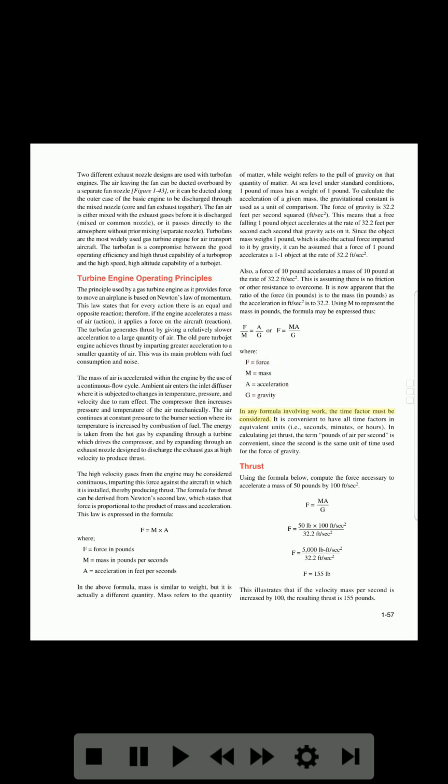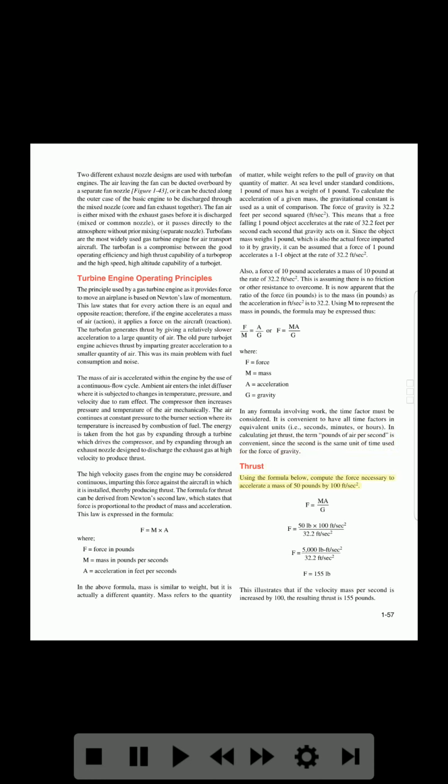In any formula involving work, the time factor must be considered. It is convenient to have all time factors in equivalent units, that is, seconds, minutes, or hours. In calculating jet thrust, the term pounds of air per second is convenient, since the second is the same unit of time used for the force of gravity, thrust.